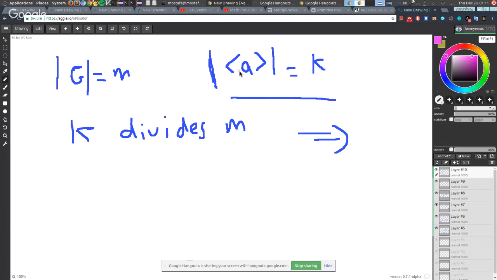So from this part we have that the size generated by some element a, if it's k, then this k has to divide the whole size of the group. First I'll do it for any group, and then we'll see how it works in the multiplicative groups modulo n. So in groups in general, this a has some size k. We already know that a to the power k will be equal to e, the identity element. And k has to divide n.